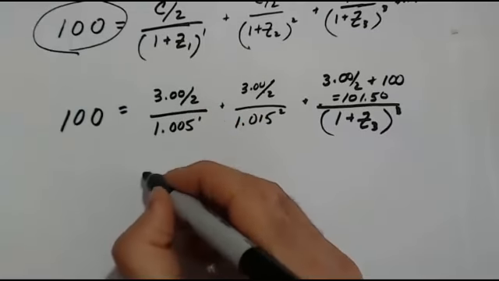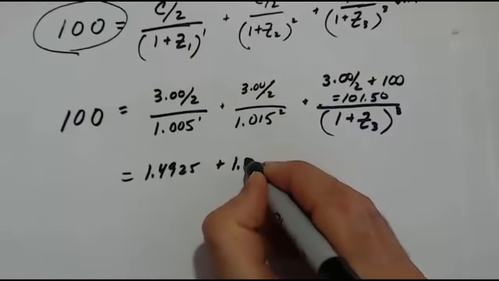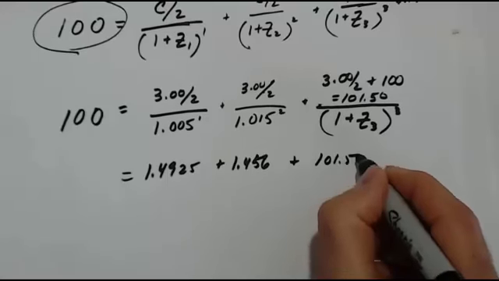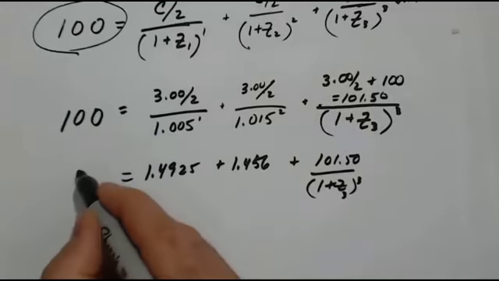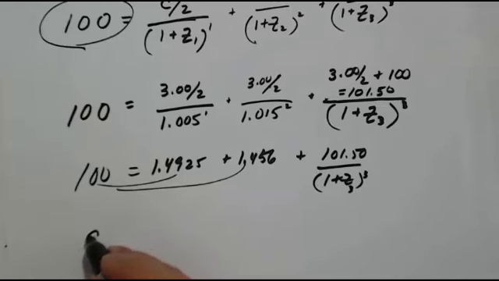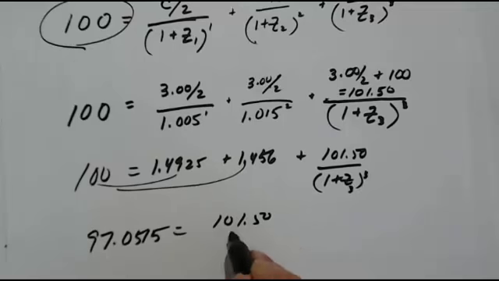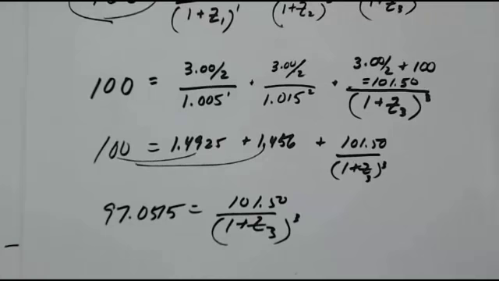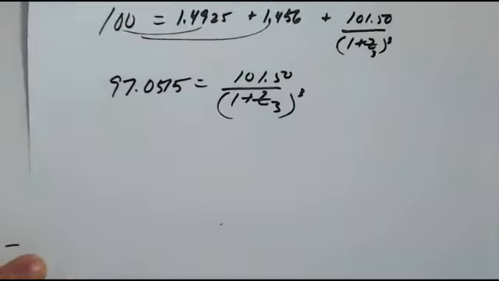This turns out to be $1.49 and change. This is $1.45 and change. And this becomes 101.5 divided by 1 plus Z3 to the third power, all equals 100. So subtract this out and you get 97.0515 equals 101.5 divided by (1 plus Z3) to the 3rd power. There we are, back to calculating spots like I showed you a little while ago. Solve for this.